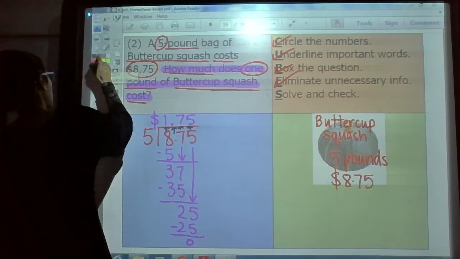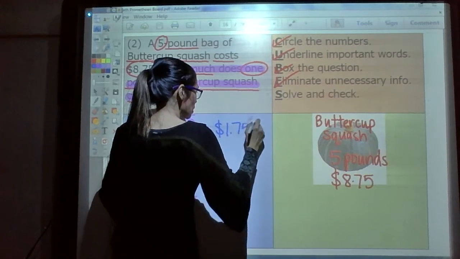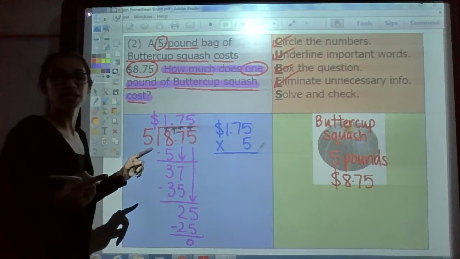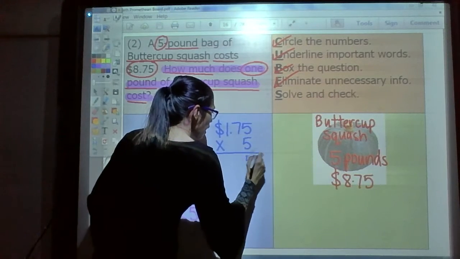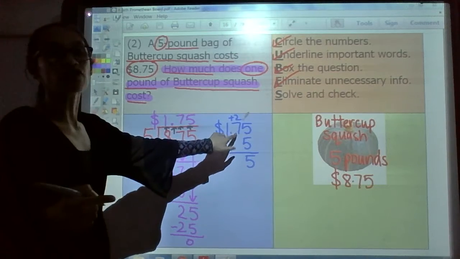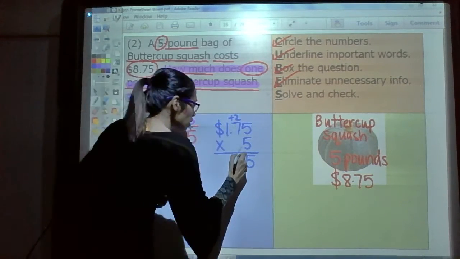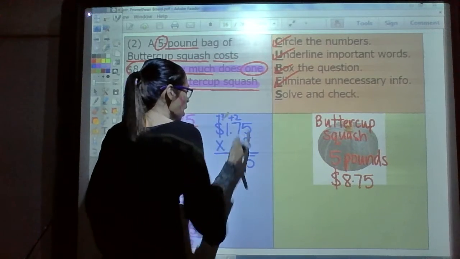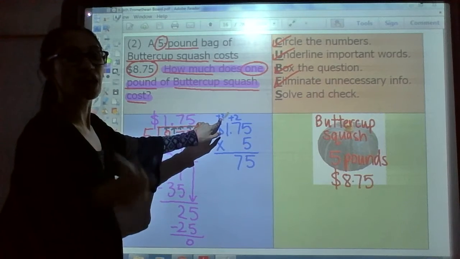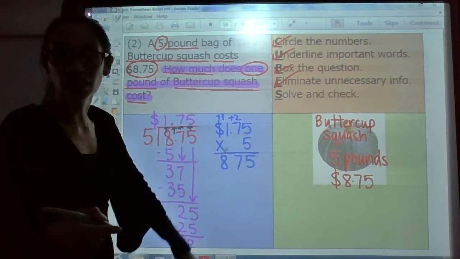So the answer that we got is $1.75 times 5. Help me out. 5 times 5 is 25. Write the 5, plus 2 up top. 5 times 7 is 35 plus 2, 35, 36, 37. Write the 7, plus 3 up top. 5 times 1 is 5 plus 3, 5, 6, 7, 8. 8 right there. And remember the decimal doesn't come down.